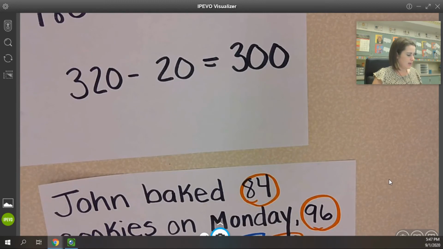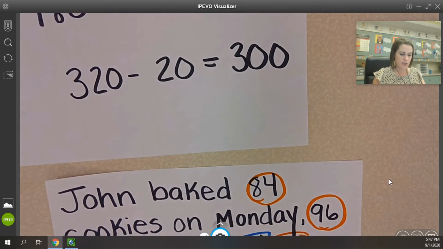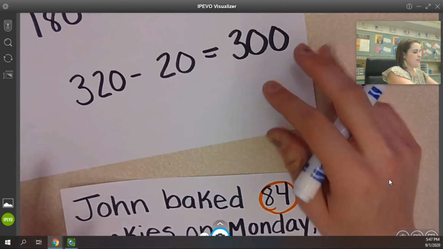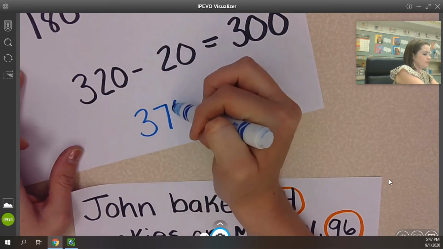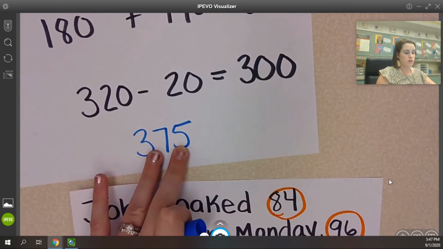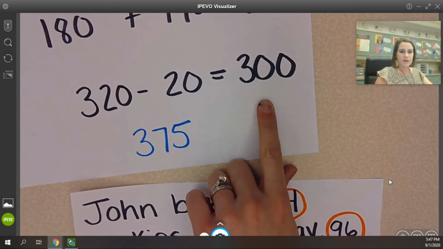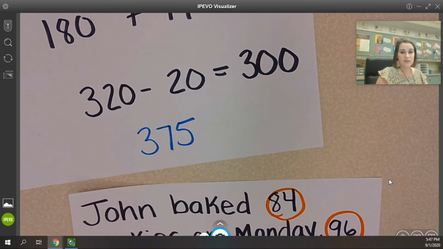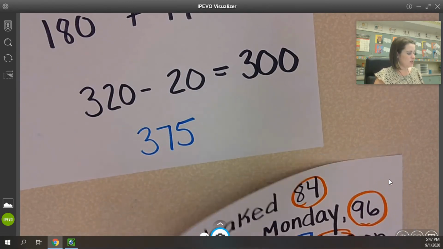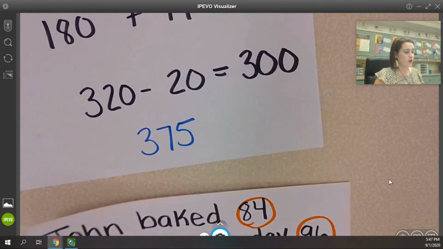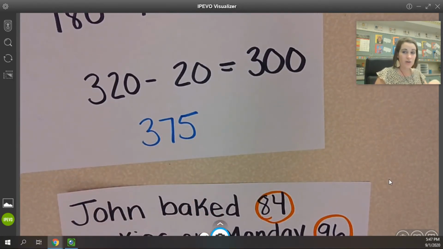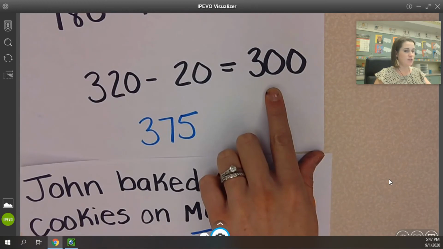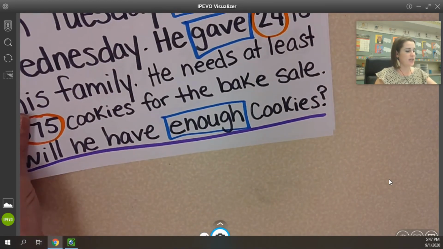Okay, and if I'm going to just down here put the total that he needed. Remember, it said he needed 375 cookies for the bake sale. Okay, so is he going to have enough cookies for the bake sale? He has 300. He needs at least 375. So that's your question. Will he have enough? So our solution is no. He will not have enough. Okay, because he needs at least 375. So he's short some. Okay, so the answer is no.